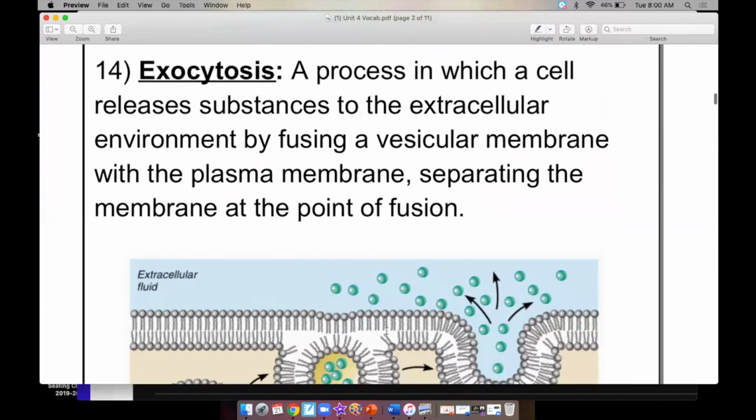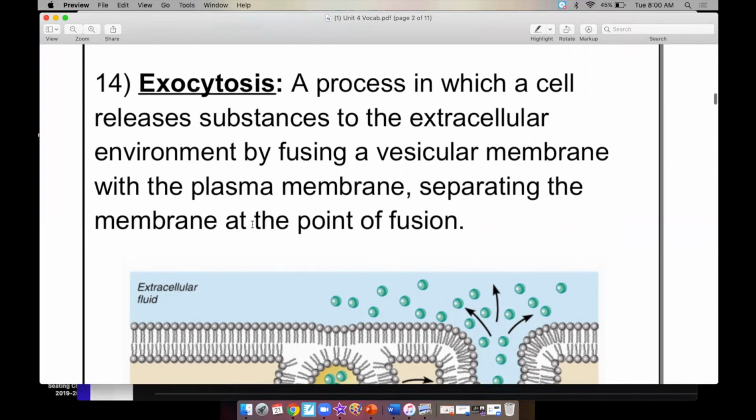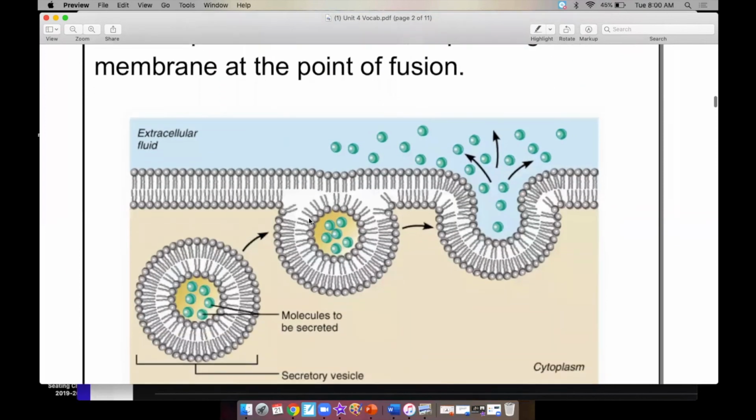And 14, exocytosis. The exact opposite, the process in which a cell releases substances to the extracellular environment by fusing a vesicular membrane with a plasma membrane, separating the membrane at the point of fusion, blah, blah, blah, the wordy keystone definition. The bubble rejoins the membrane and opens up and lets things out. And that's very important, guys, that this bubble containing molecules rejoins the membrane and opens back up, because this is what makes your nervous system work.